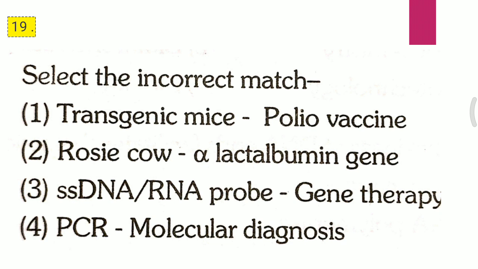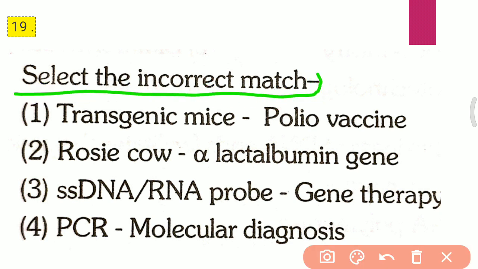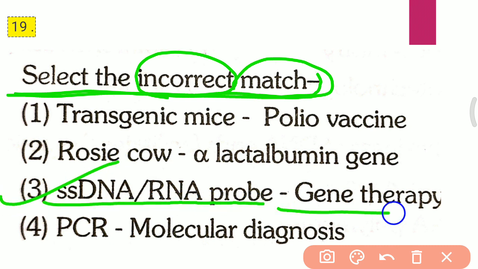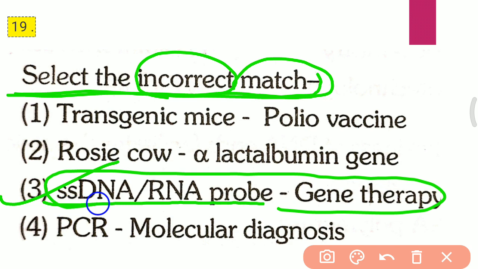Question 19. Select the incorrect match. First, transgenic mice, polio vaccine. Second, Rosie cow, alpha-lactalbumin. Third, ssDNA/RNA probe, gene therapy. Fourth, PCR, molecular diagnosis. The answer for the 19th question is the third one, that is ssDNA/RNA probe, gene therapy. This is the incorrect match.